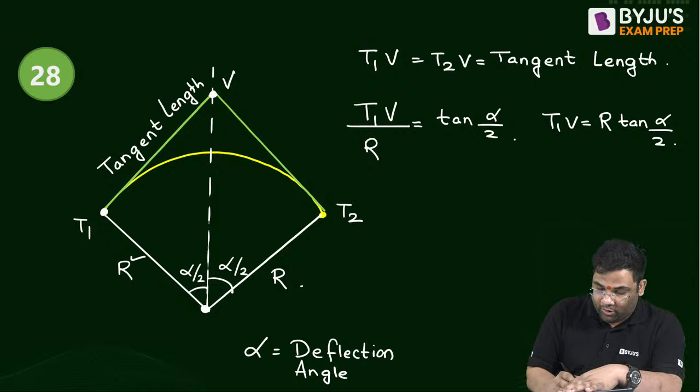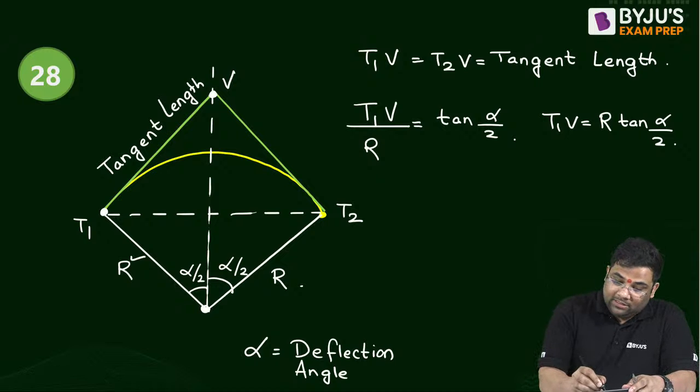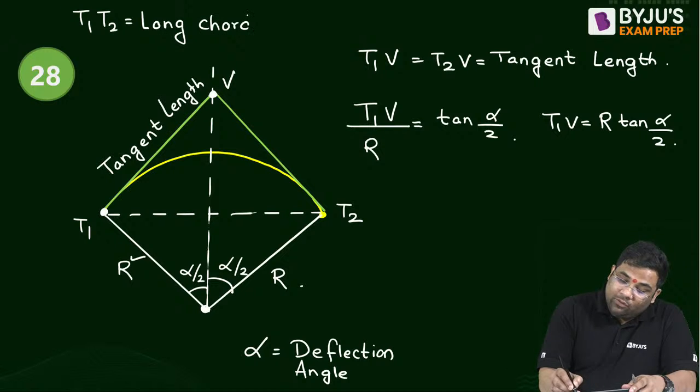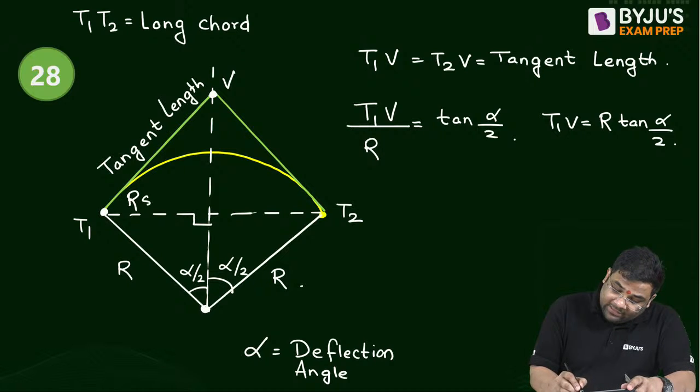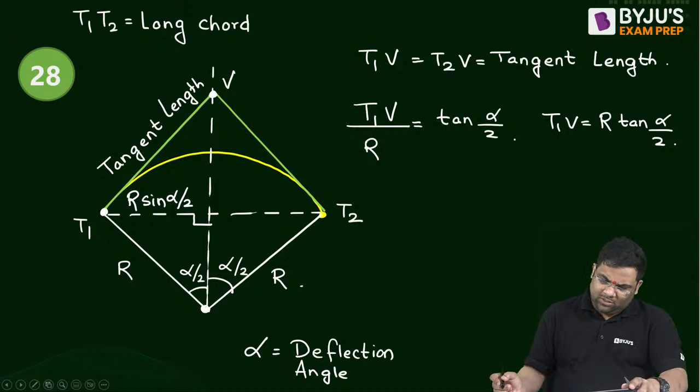Now this T1T2 is known as the long chord. Can you find out T1T2? And how to find out the long chord? Again, no need to remember. You see, this is R. Take this triangle. So this will be R sine alpha by 2, right? Yes or no?